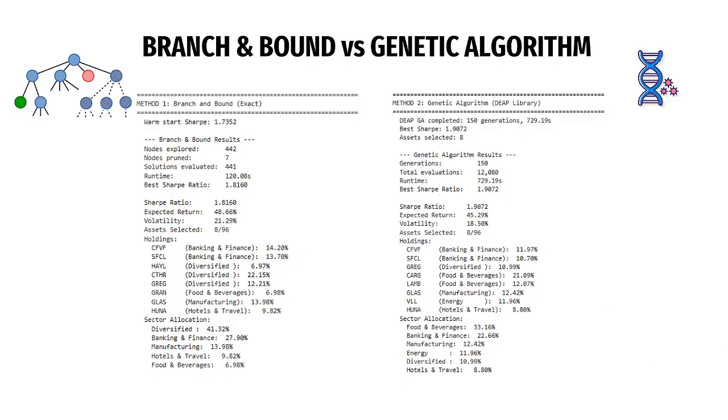Talking about the results, here are the headline results side by side. Branch and Bound achieved a Sharpe of 1.8160, return of 48.66%, volatility of 21.29% in 120 seconds, evaluating 441 solutions. On the other hand, the genetic algorithm achieved a Sharpe ratio of 1.9072, which is greater than branch and bound, return of 45%, volatility of 18.5%, which is lower than branch and bound, in 729 seconds with 1280 evaluations.